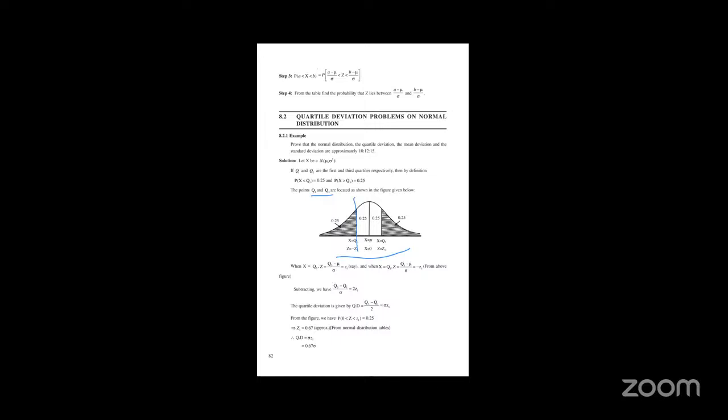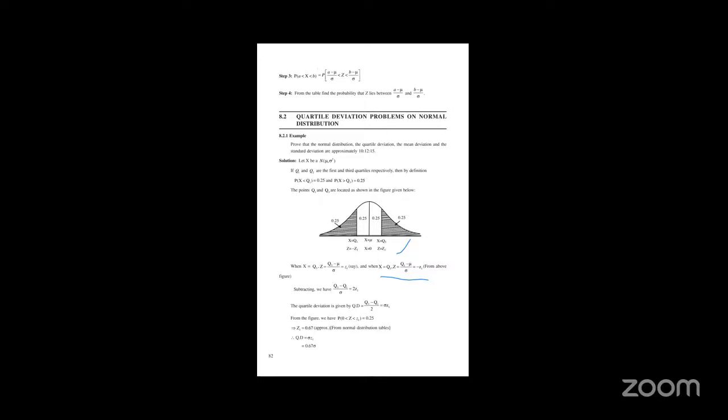So this is quartile 1 and this is quartile 3, and this is X equal to mu. This is 0.5 and 0.5, and the shaded parts are 0.25 each. So X is equal to Q3. Then z is equal to Q3 minus mu by sigma. In the place of x, we substitute Q3. Similarly for Q1, we substitute Q1. From the above figure we can see this.